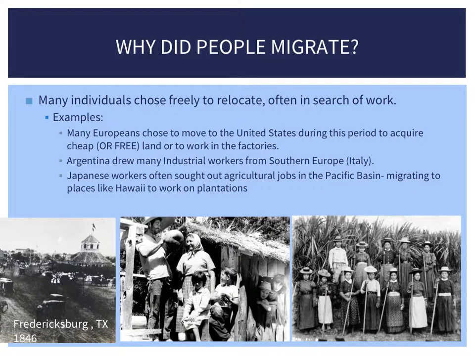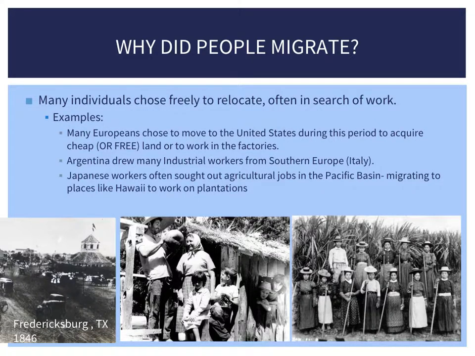So examples. A lot of Europeans came over to the United States during the 1800s to acquire cheap or free land. So my ancestors, for example, some of them who came from Sweden, came to the eastern United States and then migrated to the Midwest in places like Minnesota and Iowa, because the government gave away land at a very, very discounted rate in order to get people to move there and start farming. So that's one way. That was called the Homestead Act.